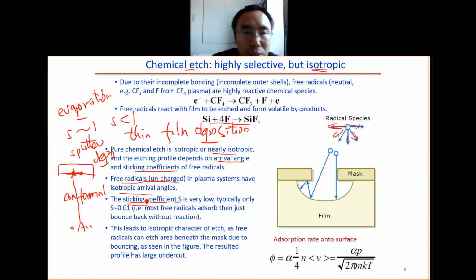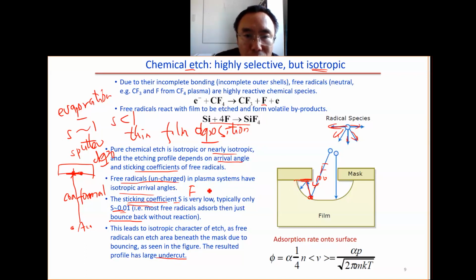For etching, we have the same idea, but here S is very, very small. For the case of fluorine, the sticking coefficient is only 1%. That means when we have 100 fluorine atoms coming onto the surface, only one has a chemical reaction. 99 of them will bounce back. That's why we can have etching underneath the mask. This way we get an undercut. This is called an undercut profile.